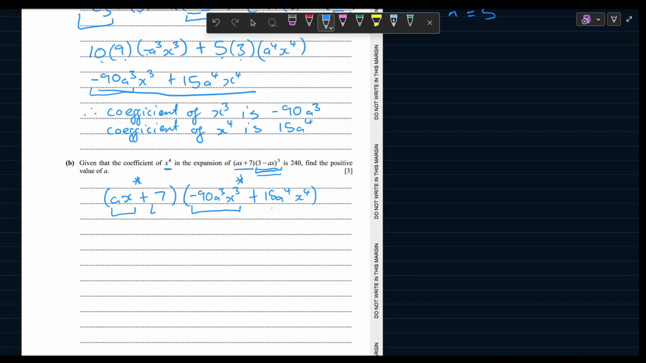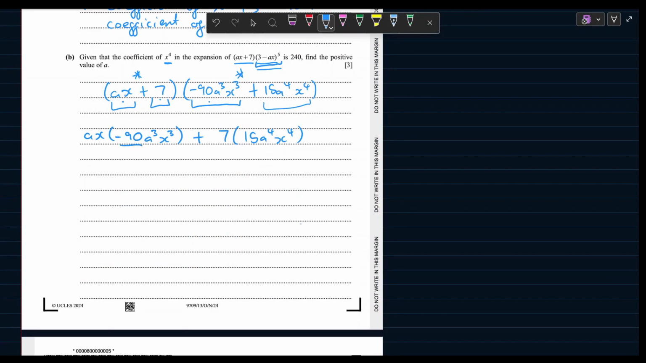And I can also multiply the 7 with this term here to end up with the term in x to the 4. That's why we're replacing our 3 minus ax to the 5 with just the terms in x cubed and x to the 4, because those are the only terms that when multiplied with other terms in the other bracket would generate something of the form x to the 4. So like we said, it's going to be ax times the term in x cubed, so ax times negative 90 a cubed x cubed plus 7 times 15 a to the 4 x to the 4.